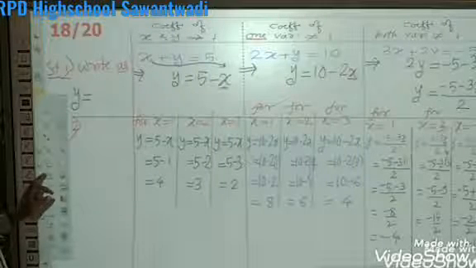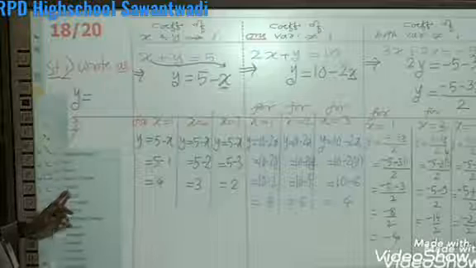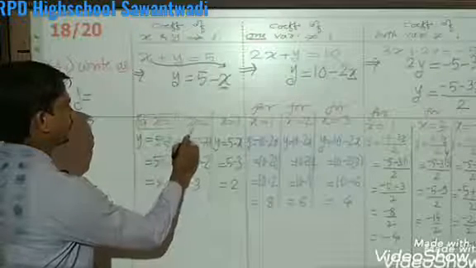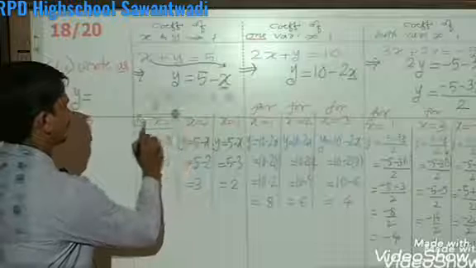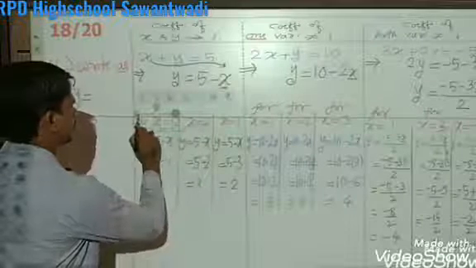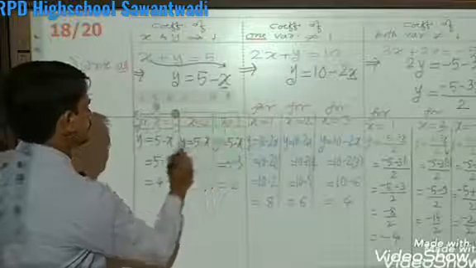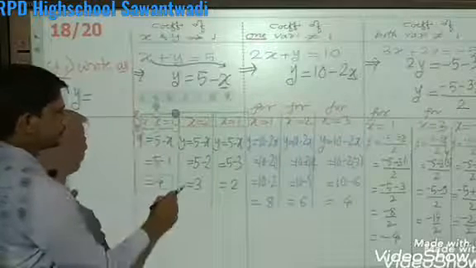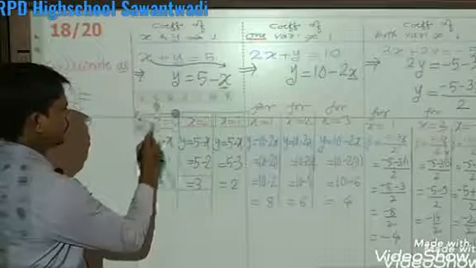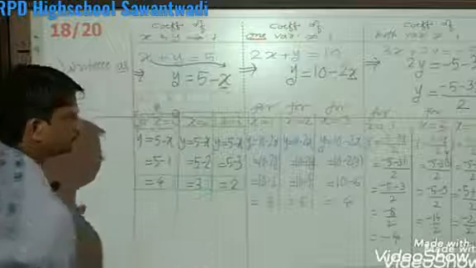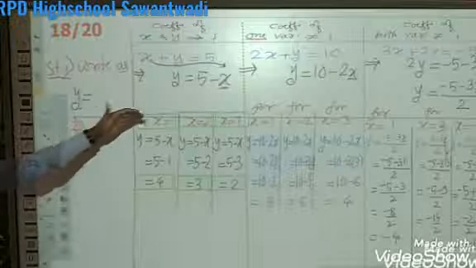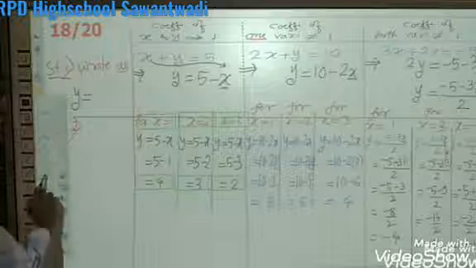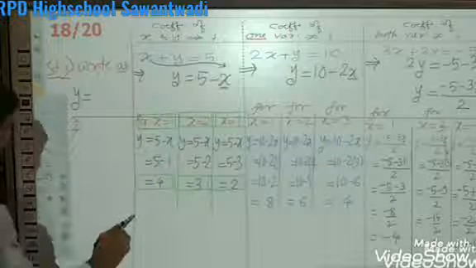Now see what has happened here. For 3 values of x, I received 3 values of y. Here is the value of y. This also has a value of y. This is also a value of y. So what you are supposed to do is x, y and x and y. So here below you will have to frame a table like this.